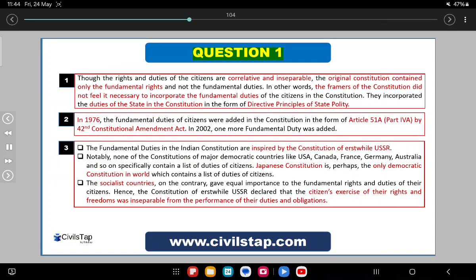Question 1. Though the rights and duties of the citizens are correlative and inseparable, the original constitution contained only the fundamental rights and not the fundamental duties. In other words, the framers of the constitution did not feel it necessary to incorporate the fundamental duties of the citizens in the constitution. They incorporated the duties of the state in the constitution in the form of directive principles of state policy.